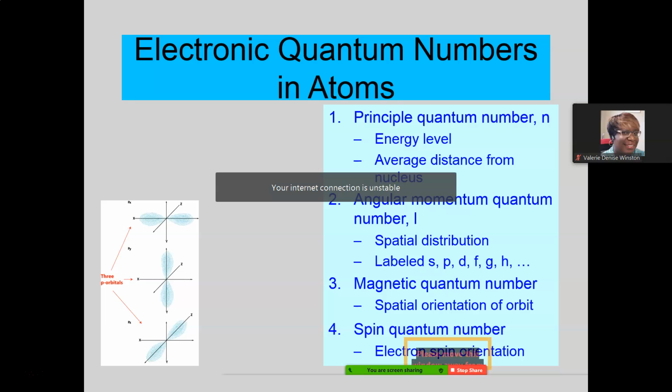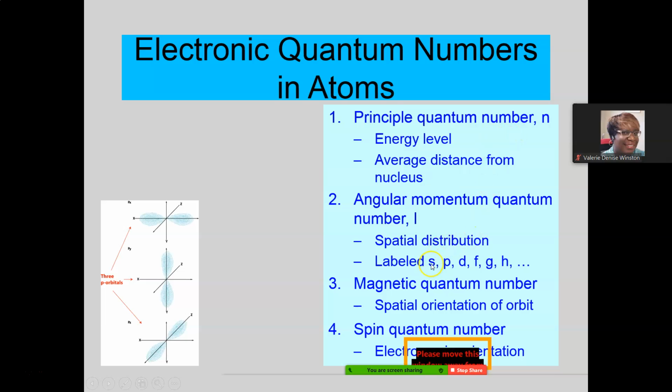So here's basically what you do. The S is 1, the P is 3, the D is 5, and the F is 7. So you're going up by your odd numbers here. We don't mess with G and H, don't even worry with them. Now the next is what they call the magnetic quantum number. They don't list it as a letter, and they don't list anything about it. But we'll talk about what that means a little bit later.